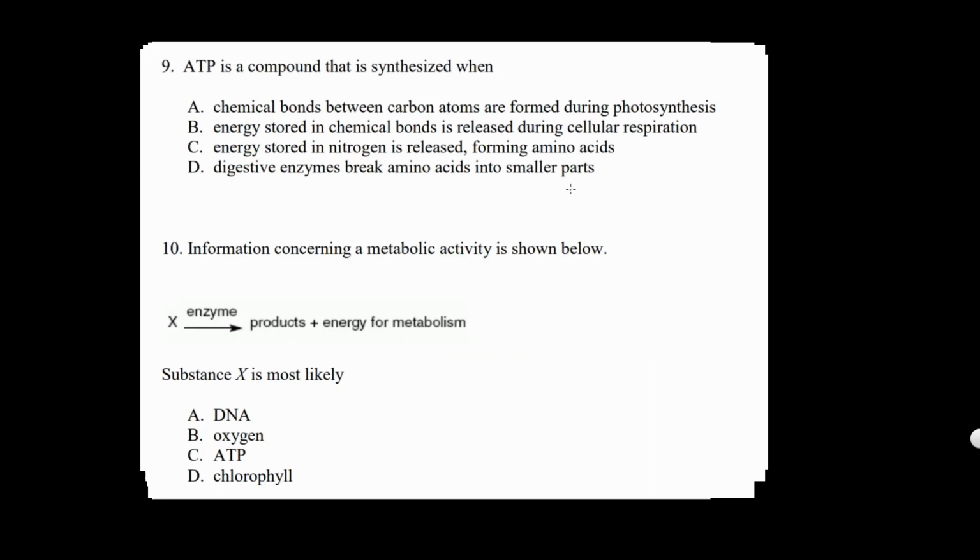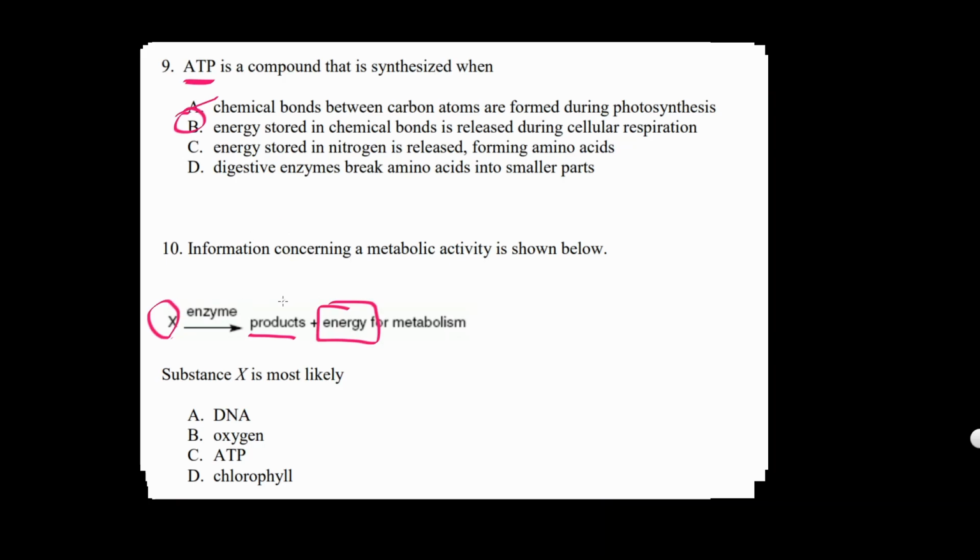Number 9. ATP is a compound that is synthesized when chemical bonds between carbon atoms are formed during photosynthesis. Nope. Energy stored in chemical bond is released during cellular respiration. Yes. That's the energy that we get from glucose. Okay. Number 10. Whatever the X is, because of the enzyme, you make products and then you get energy.